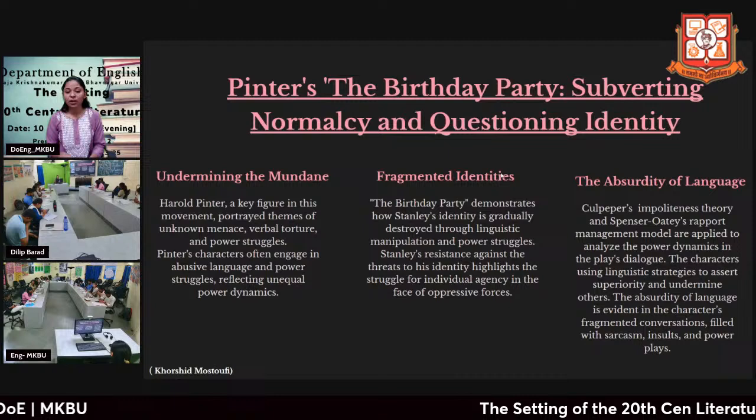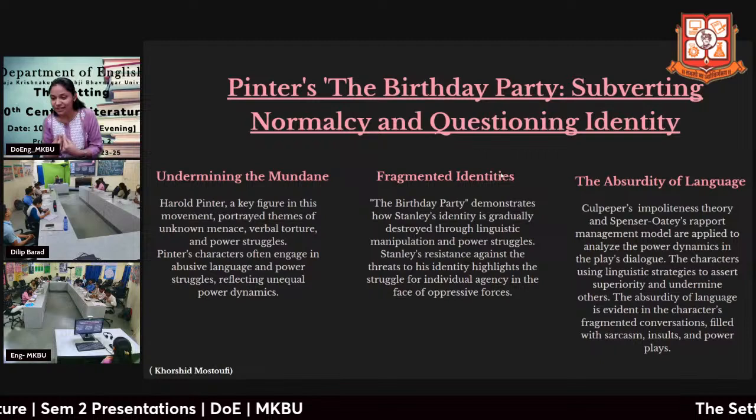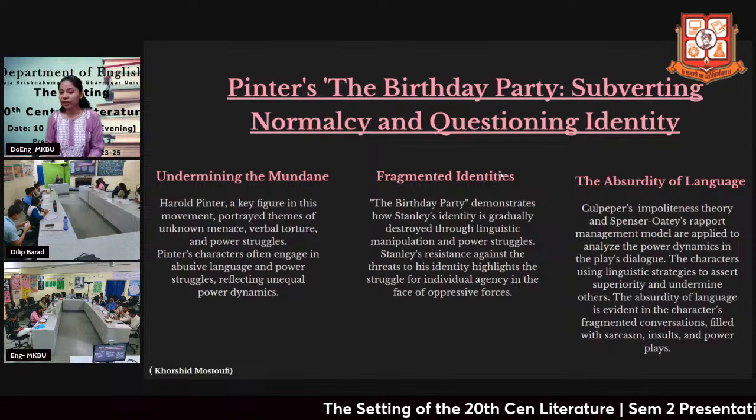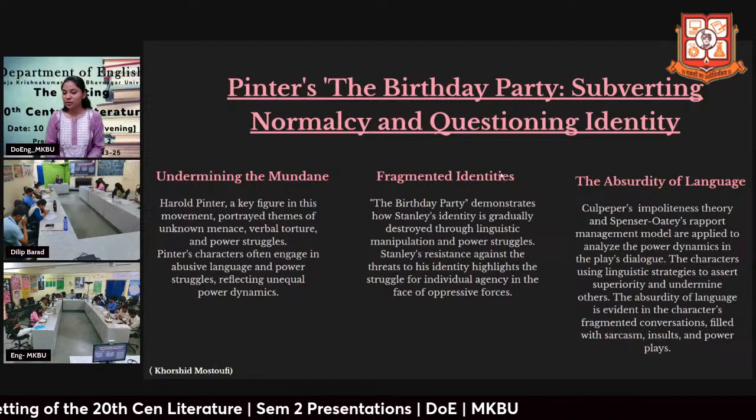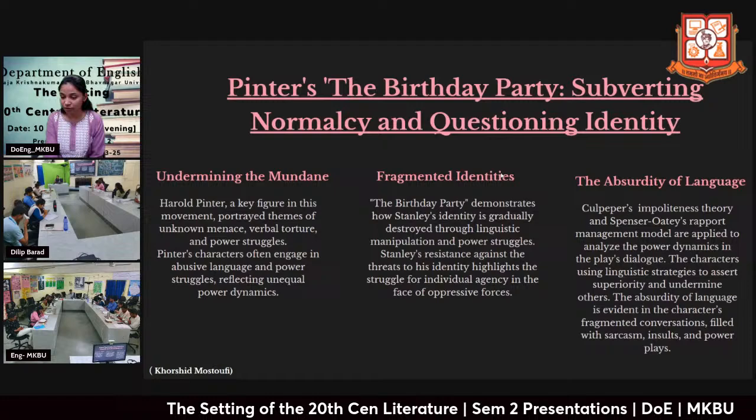The absurdity of language. Impoliteness theory and Spencer-Oatey's rapport management model are applied to analyze the power dynamics in the play. The characters use linguistic strategies to assert superiority and undermine others. The absurdity of language is evident in the characters' fragmented conversation filled with sarcasm, insults, and power plays. Now, Waiting for Godot.